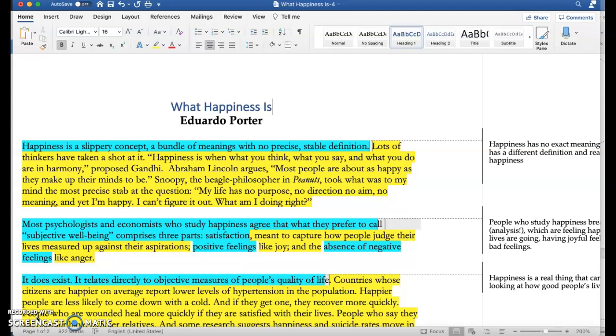If I look at the rest of the sentences, he's giving me quotations from Gandhi, Lincoln, Snoopy, to illustrate the idea that if you ask different people or animals, you're going to get different definitions of what happiness means. And all of those quotes illustrate the idea that it's hard to say exactly what happiness is.